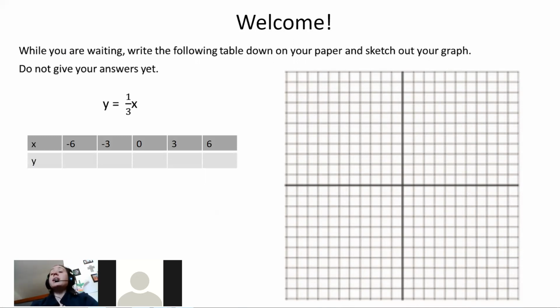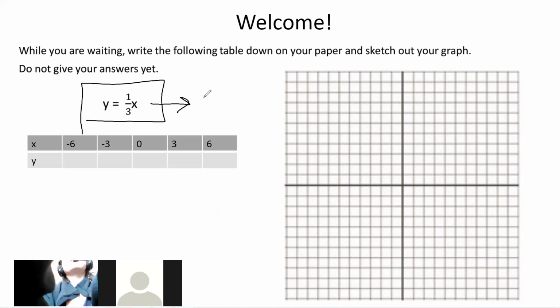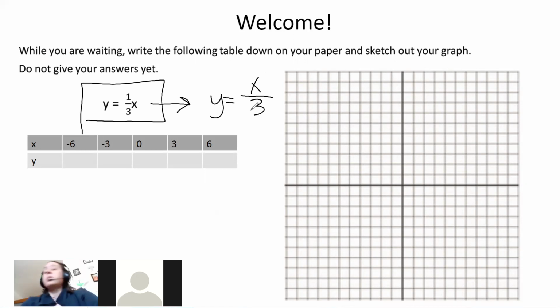Very good, Lucy. You are so right. Yeah, very good. So look at our function here, you guys. We have y equals 1/3 x. And remember, when you multiply by a third, that's exactly the same as dividing by 3. So this function is exactly the same as y equals x divided by 3. Exactly the same.